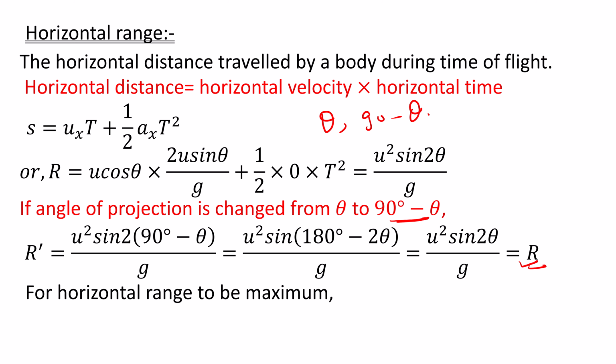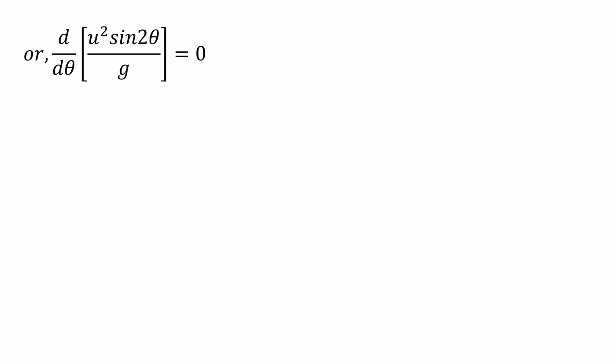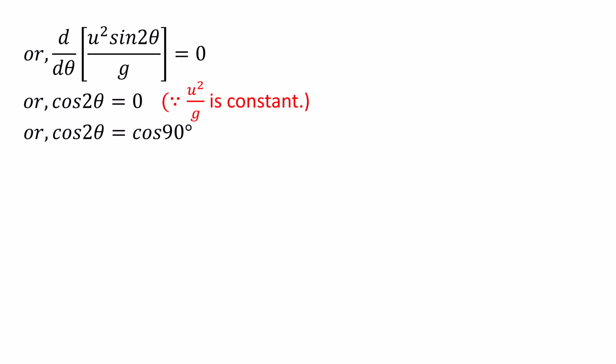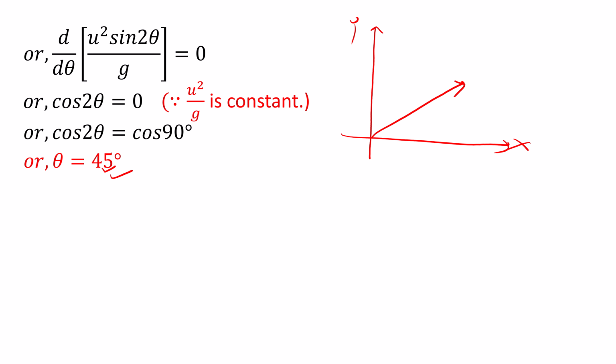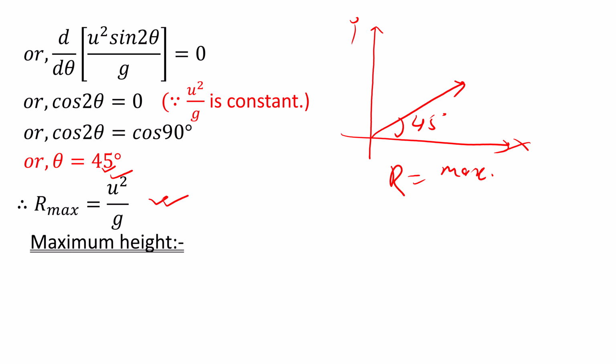For horizontal range to be maximum, dR by dθ equals 0. The first derivative should be equal to zero. Let's solve it. We find θ equals 45°. When the projectile is projected at an angle of 45°, the horizontal range becomes maximum. R max equals u² by g.